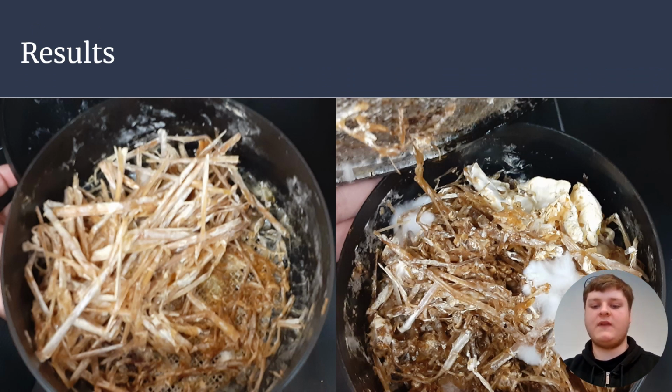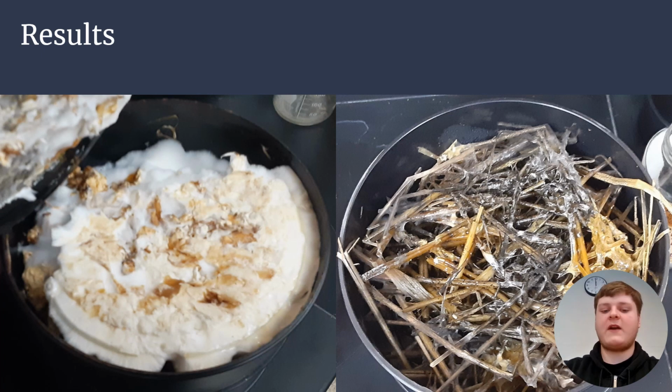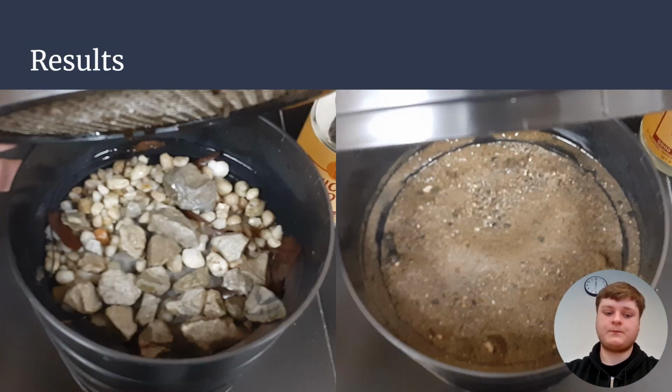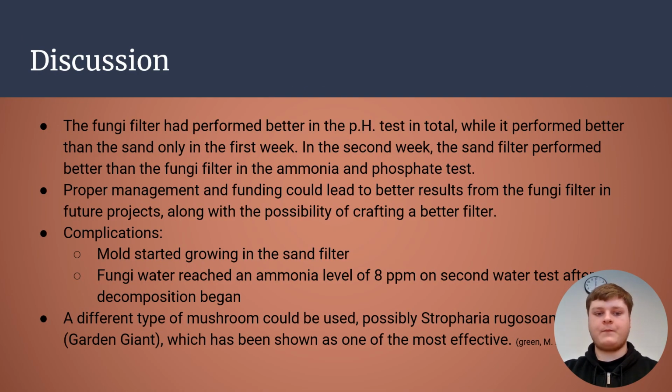Here's a picture of the fungi filter itself. You can see the straw slowly degrading while the mushroom takes over. It's very evident in this picture on the left that the fungus took over. The picture on the right is of the sand filter, where the straw on the top had started growing a black and orange mold. I'm unsure how this affected the water, but it was interesting to see nonetheless. There's a picture of the gravel and the sand from the filters.